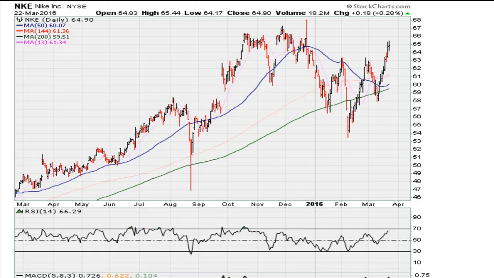Eric Muathe, Muathe.com. Let's take a look at Nike, which is down today, and we can take a look at yesterday's close, and this is the chart from yesterday's close.